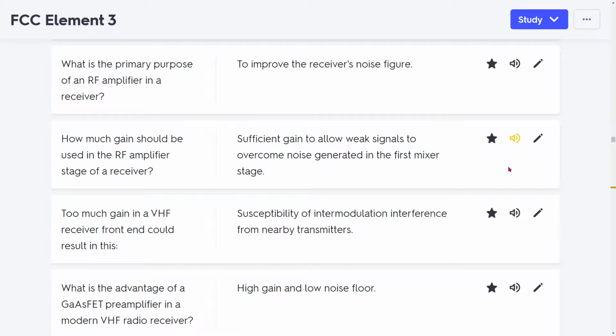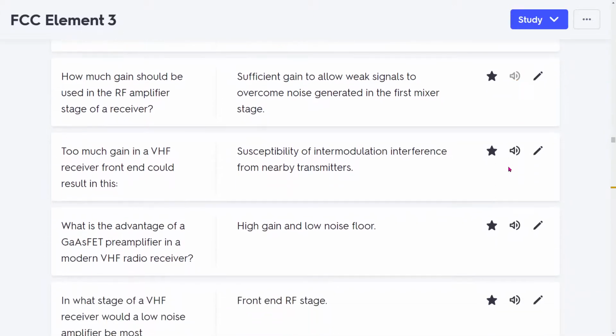How much gain should be used in the RF amplifier stage of a receiver? Sufficient gain to allow weak signals to overcome noise generated in the first mixer stage. Too much gain in a VHF receiver front end could result in this: susceptibility to intermodulation interference from nearby transmitters.